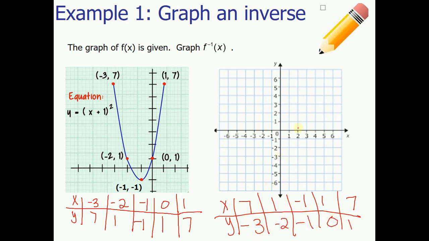So (7, -3), here's a dot right there. (1, -2), right there. (-1, -1), so it's right there. (1, 0), and then (7, 1). So if I draw that, there we go. Now notice, guys, how this basically is a parabola that's been laid on its side. That would be my inverse of that equation.